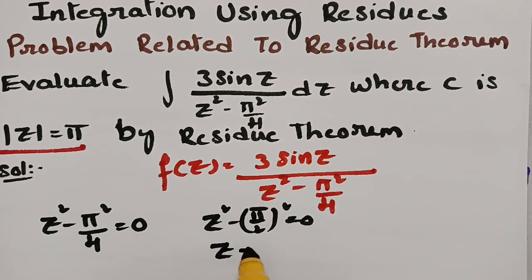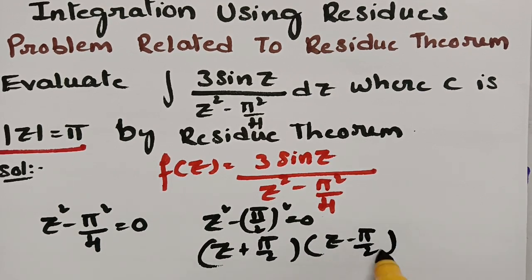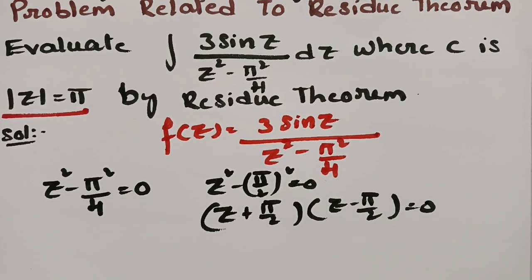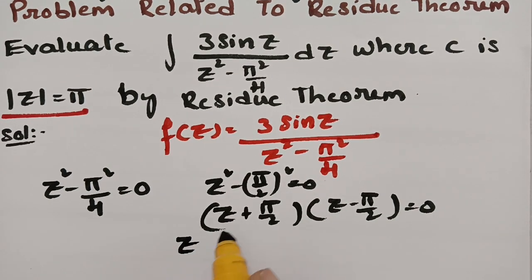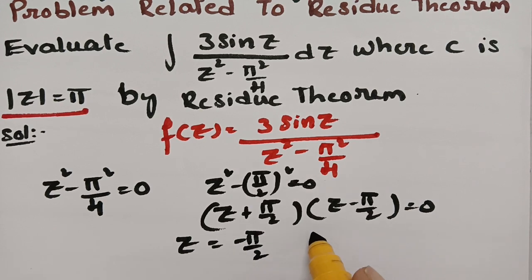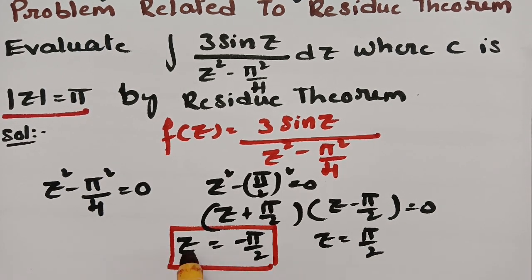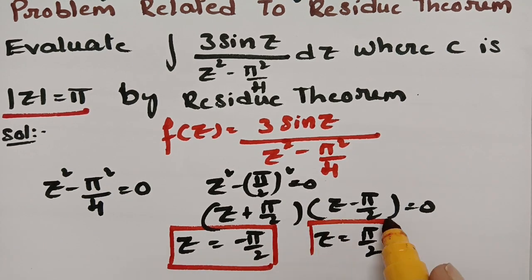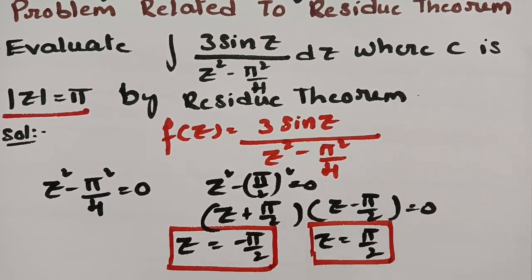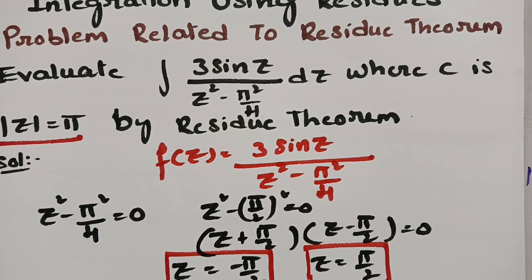Now a² − b² is nothing but (a + b)(a − b) = 0. So I equate each factor to 0. If I equate this to 0, the z value is −π/2, and if I equate the other to 0, it will be π/2, which are simple poles. So we got the simple poles as z = −π/2 and z = +π/2.